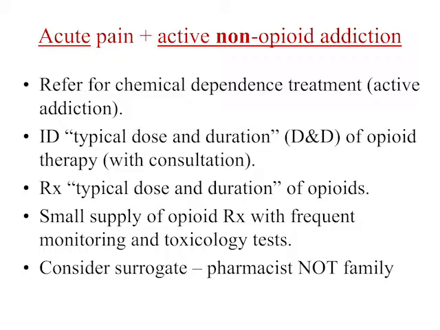That's a stimulant addict. So a person with stimulant addiction and acute pain, certainly, number one, get a chemical dependency consult. Any patient with addiction, get a chemical dependency consult. Number two, identify the typical dose and duration, D&D, of opiate that you would give to anybody else with this kind of acute pain syndrome. And then give it to them. But give it to them with some controls.